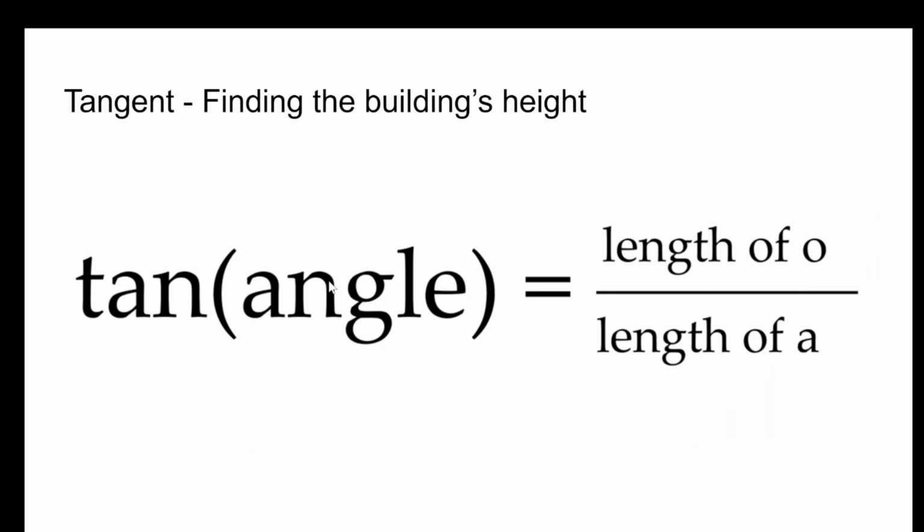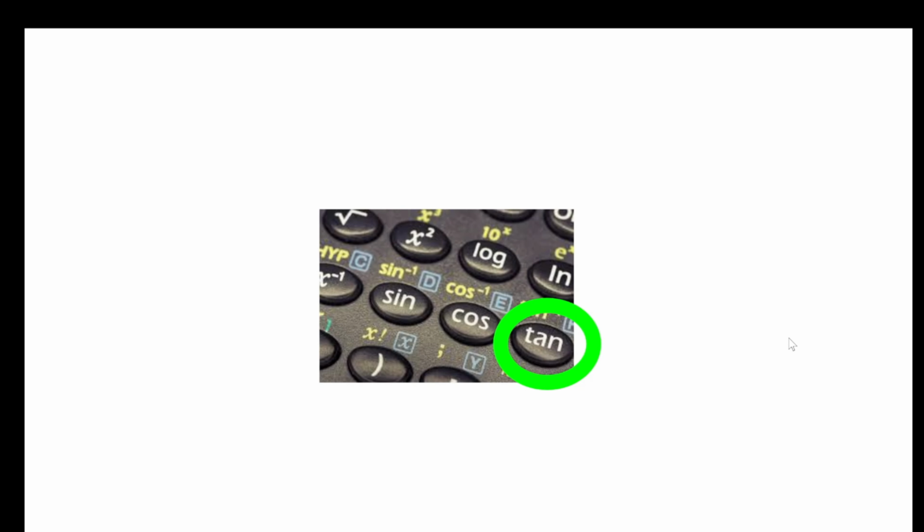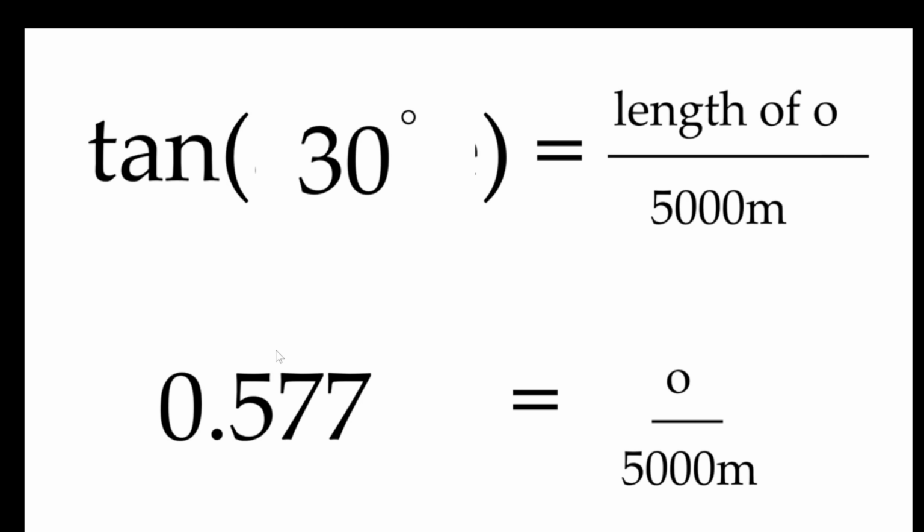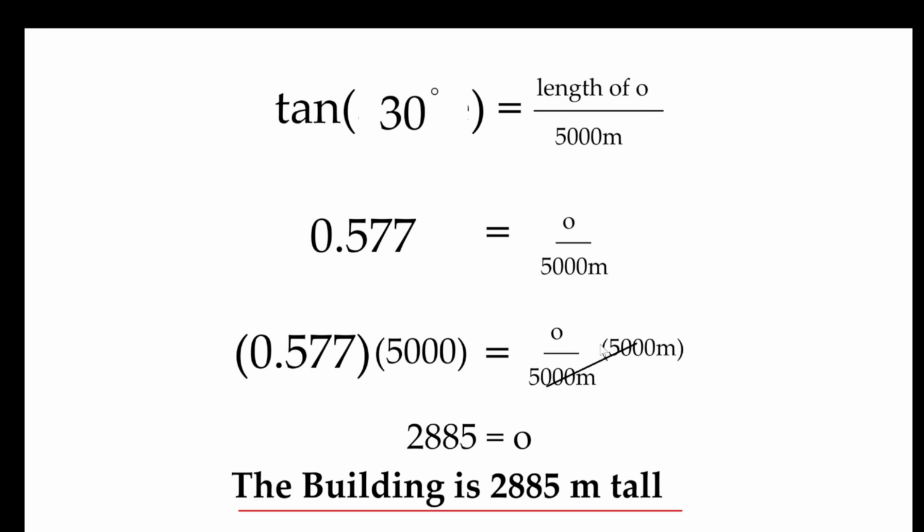We say the tangent of the angle is equal to the length of the opposite over the length of the adjacent. And what you can do is you can write the angle that you're looking for and then press the tan button on your calculator. So we can say tan of 30, and you can just put that in your calculator like that, equals length of O over 5,000. And then tan of 30 is going to give us 0.577. We keep solving, so we're looking for O. So our next step is we multiply both sides by 5,000, and we have O, 2,885 meters.